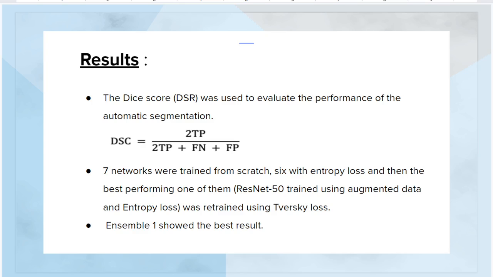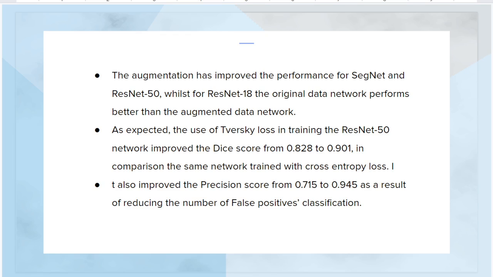In total, 7 networks were trained from scratch, 6 with entropy loss, and then the best performing one of them, which was ResNet 50, was trained using the augmented data and entropy loss. Further, it was retrained using the Tversky loss. Ensemble 1 showed the best result. The augmentation has improved the performance for SegNet and ResNet 50, whilst for ResNet 18 the original data network performed better than the augmented data network.